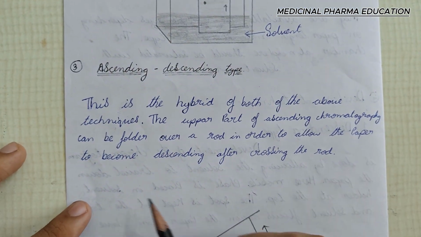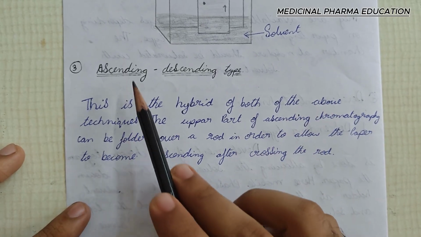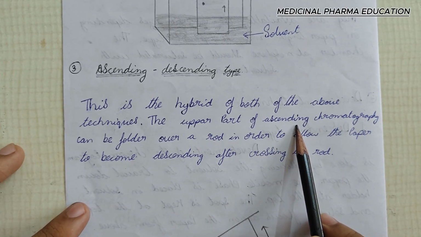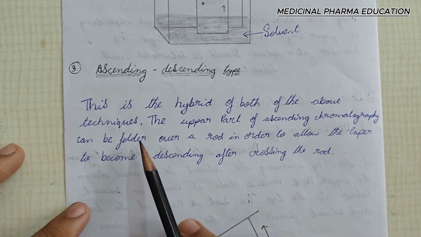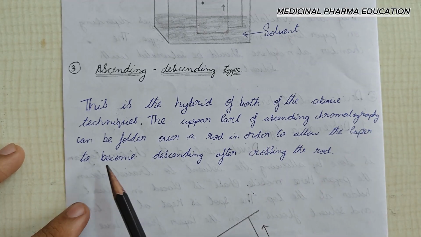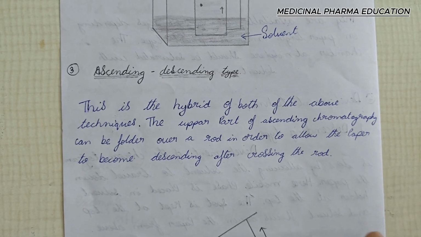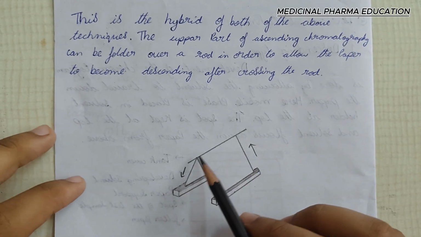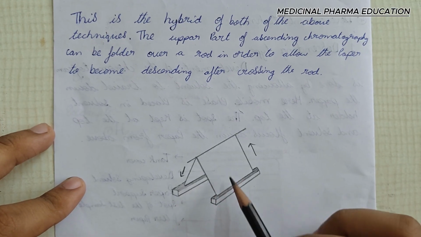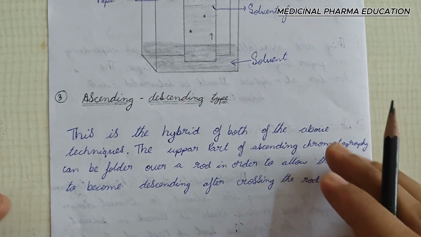Let's discuss this. This is a hybrid of both of the above techniques, meaning ascending chromatography as well as descending chromatography. The upper part of the ascending chromatography paper can be folded over a rope in order to allow the paper to become descending after crossing the rope. See, this is the rope. After crossing it, we bend it down, so it moves ascending and then descending. This is ascending descending.